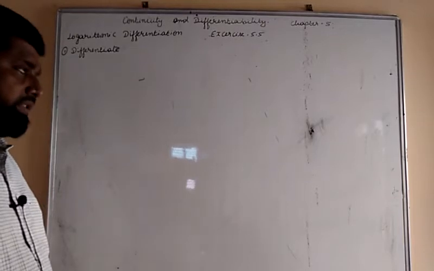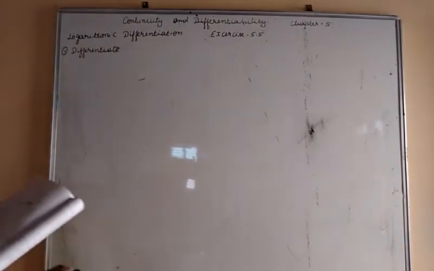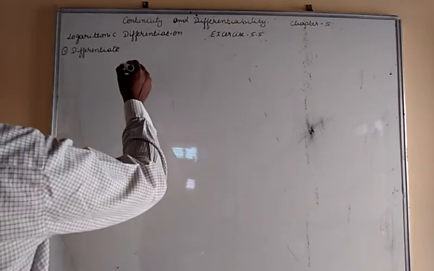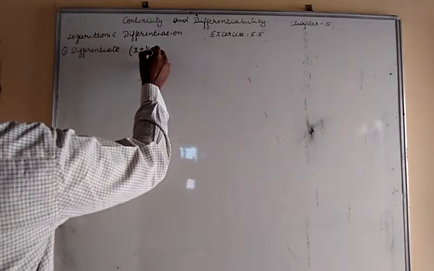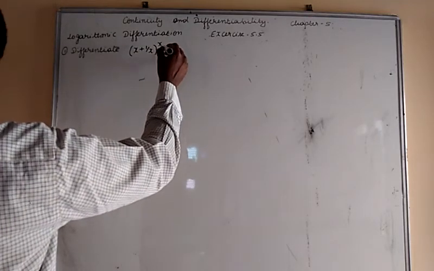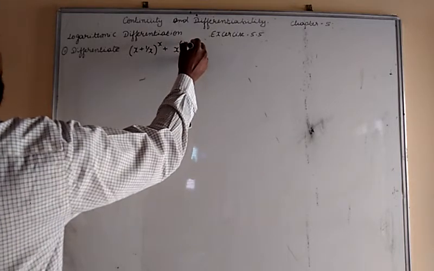In the previous class, we solved our problems on 5.5. Let us continue the same problems on 5.5. (x + 1/x)^x + x^(1 + 1/x).